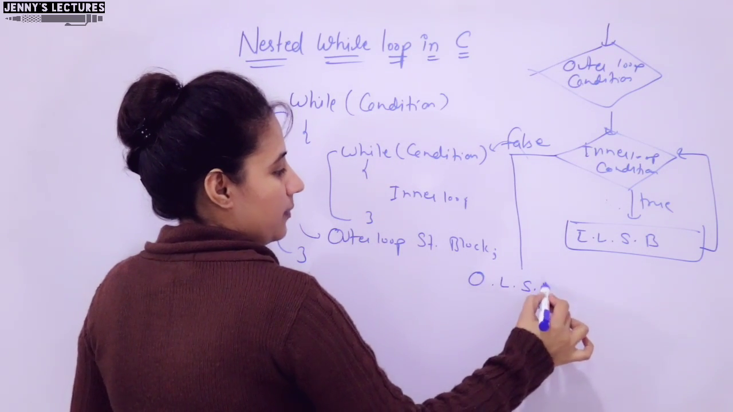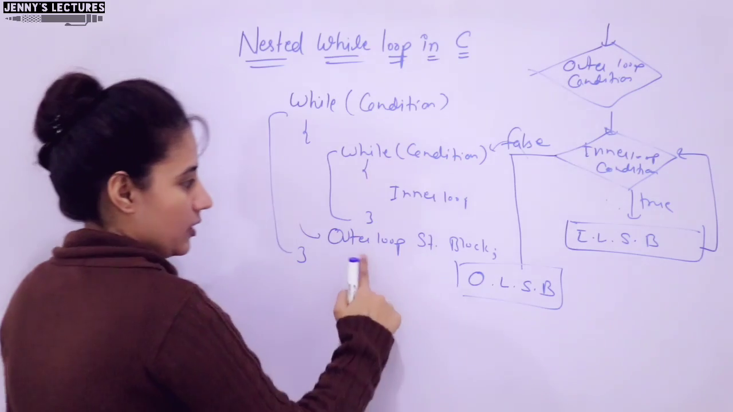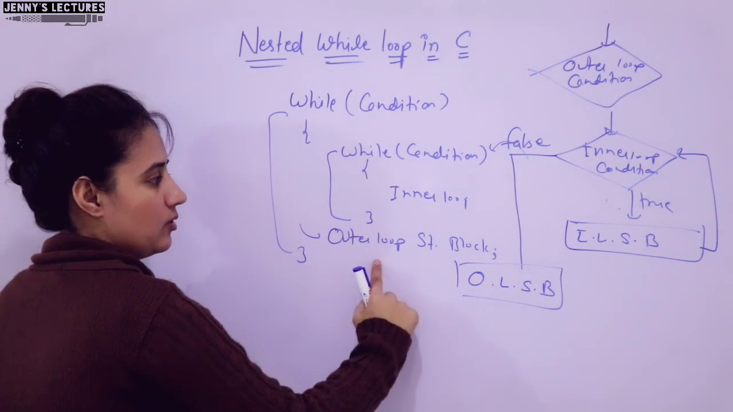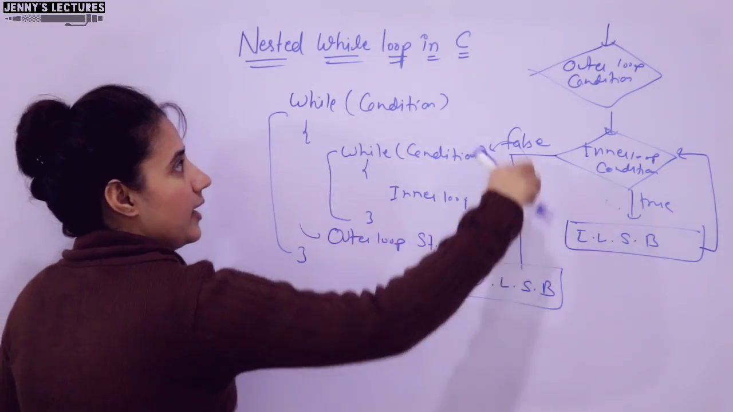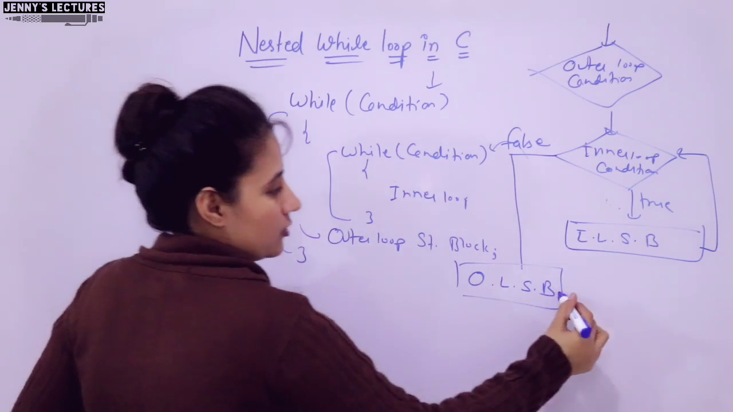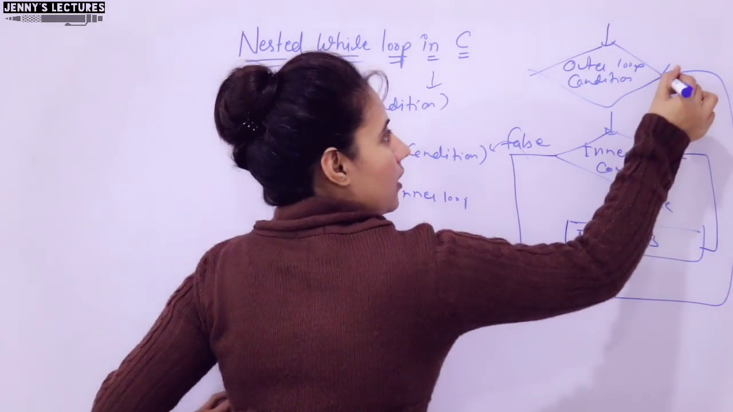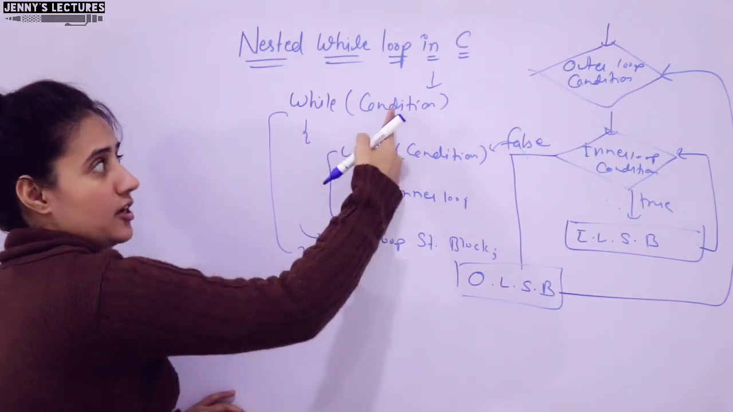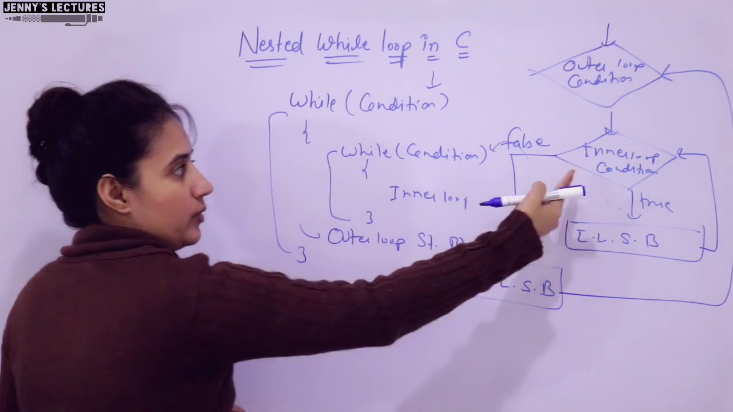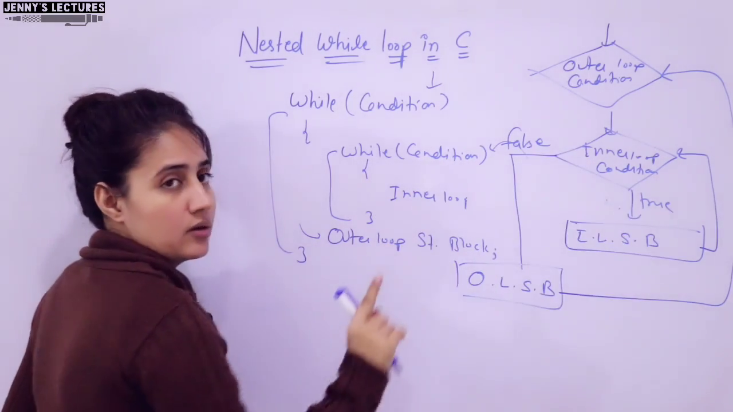Outer loop statement block in short form. After executing this outer loop statement block, control will go back here, and the outer loop condition would be checked again. If this condition is true, control will again go to the inner loop condition, which would be checked, and this would be in a loop, right?